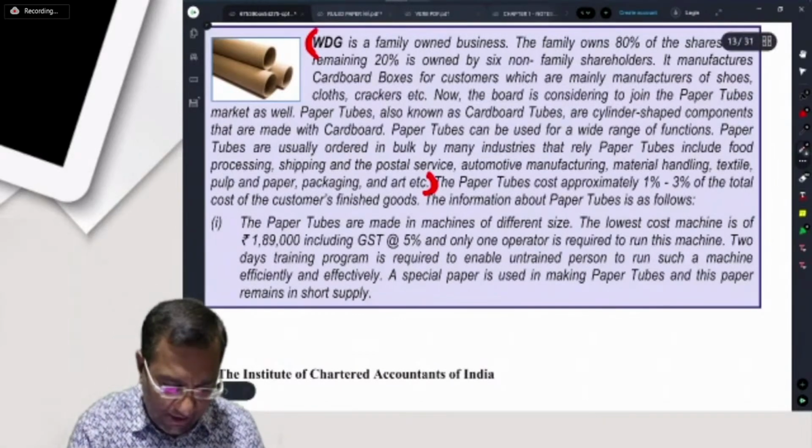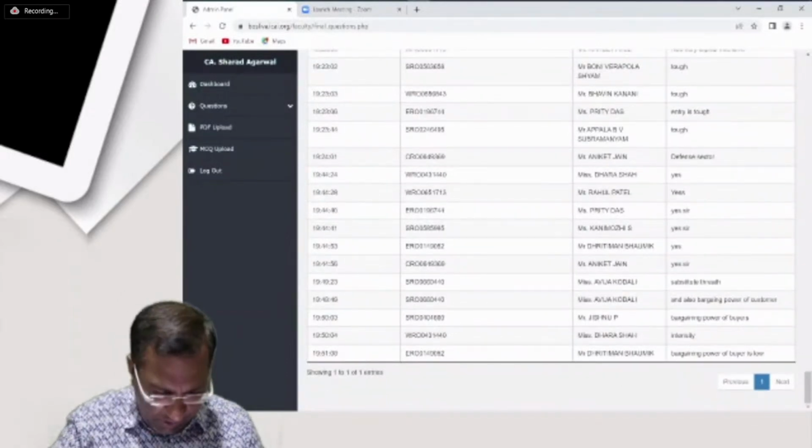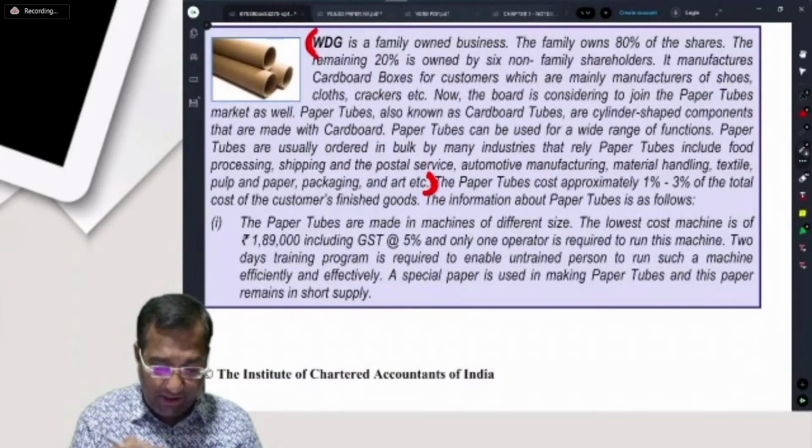Okay, beta, is the point clear to everyone? Okay, bargaining power is on the higher side, beta, because they are buying the product in bulk.